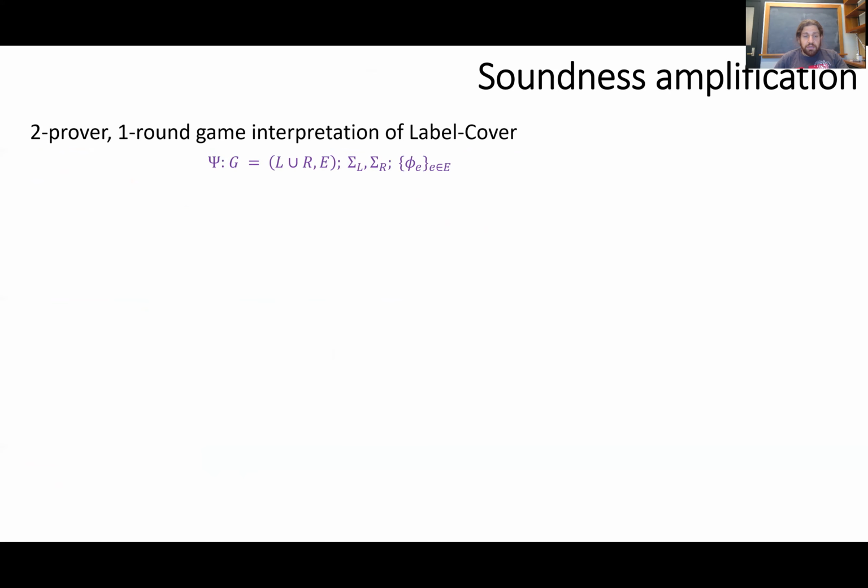This is a language called two-prover one-round games, and it goes as follows. Suppose we have psi, which is a label cover instance, and we have a verifier, which is computationally bounded, trying to understand whether this psi is highly satisfiable or not. To aid him, there are two provers that are not communicating, and the verifier is allowed to ask them questions, and they give him answers.